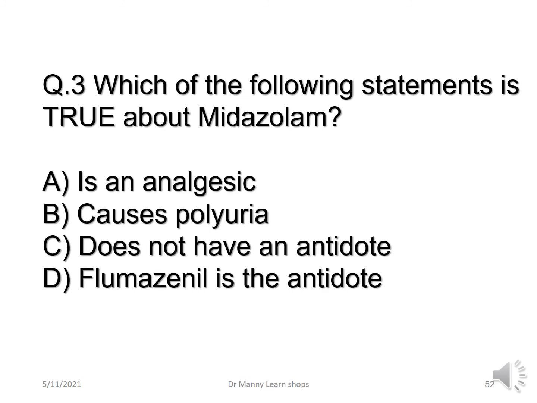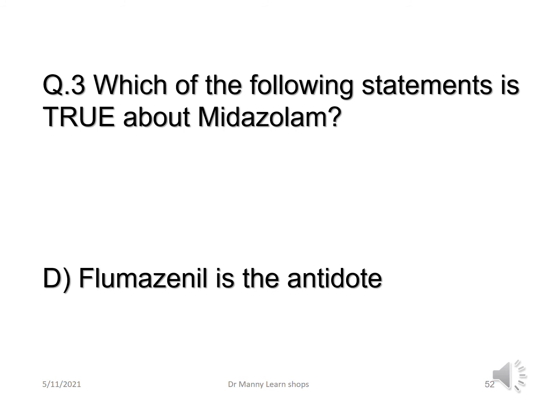Which of the following statements is true about midazolam? It's an analgesic. It can cause polyuria. It doesn't have an antidote. Well, flumazenil is the antidote. So the correct answer is D. Flumazenil is the antidote.